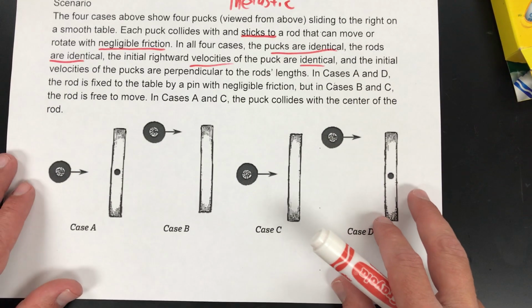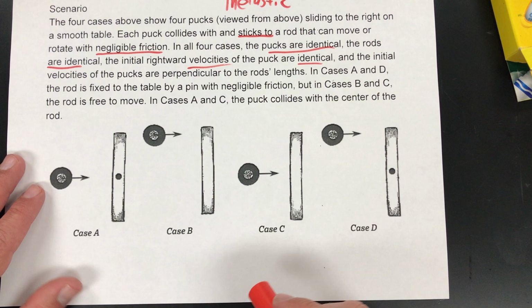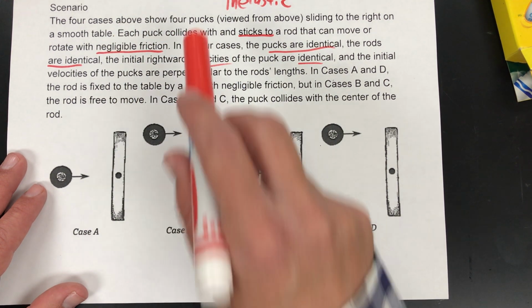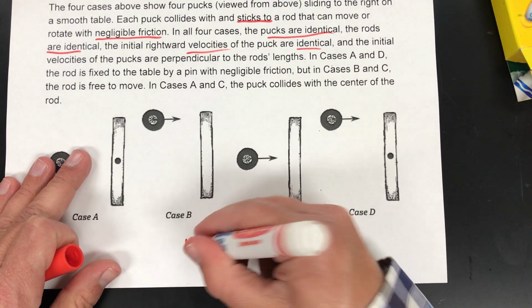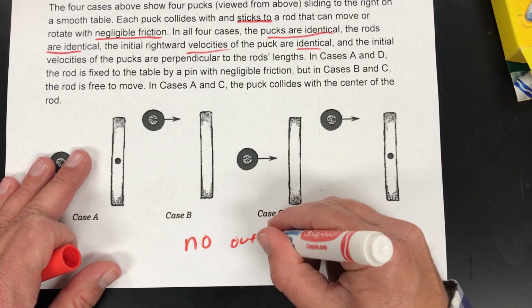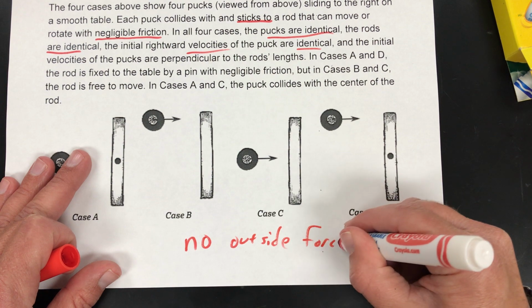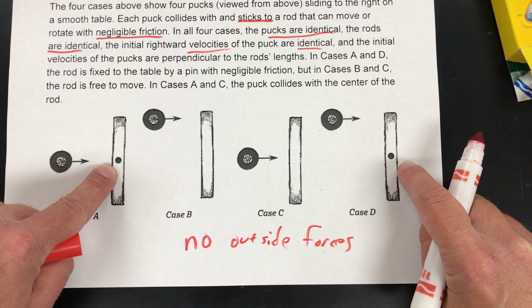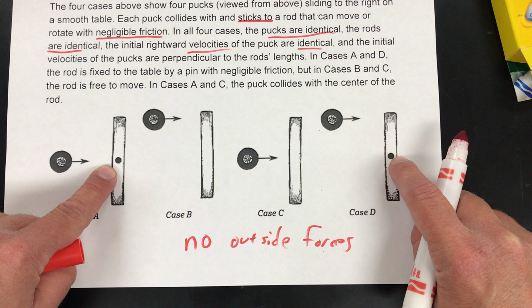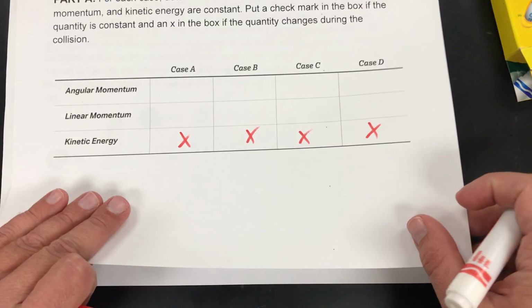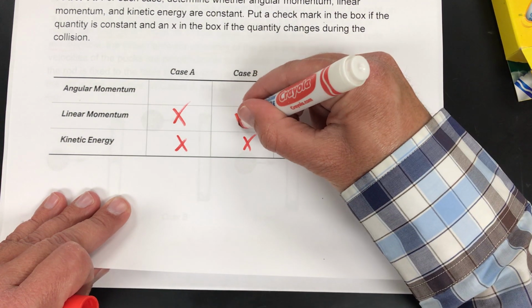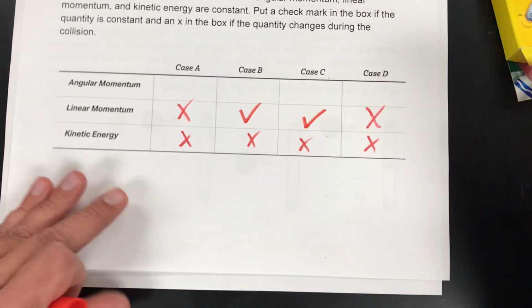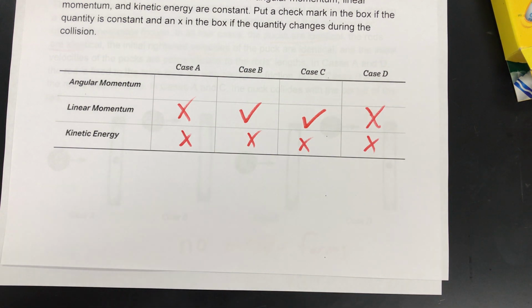So what about angular momentum? Or let's do actually linear momentum first. We're sort of going from the bottom of the table up. So to conserve linear momentum, we need no outside forces. Well, the pin supplies an outside force in cases A and D. So there is an outside force there. So A and D will not have their momentum conserved, but B and C will because of that.